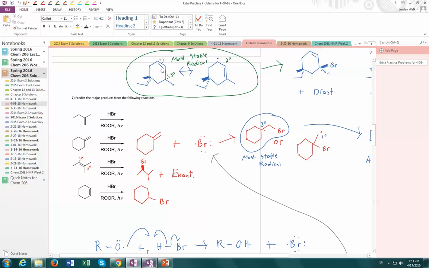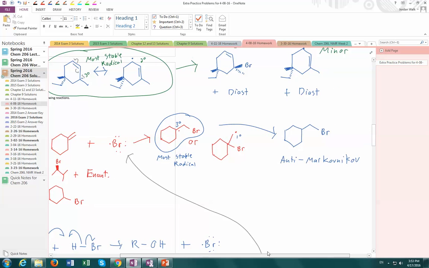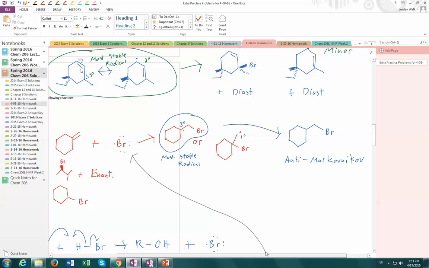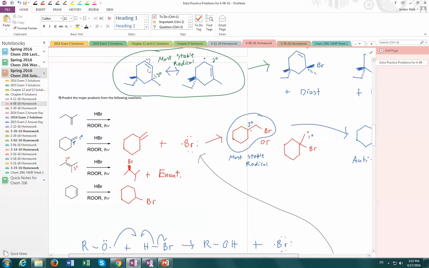Yeah, so in this case, we'll do the second one. So this one right here. And so it's the same thing. So basically it's going to be the anti-Markovnikov addition of HBr to that double bond. So when we look at that double bond, we see that we've got a tertiary carbon and a primary carbon. So ultimately the bromine's going to end up on what? So if we're adding anti-Markovnikov, it'll end up on the primary, and so that's what we see. So in this case, we've got an exocyclic double bond that gives us this anti-Markovnikov product.